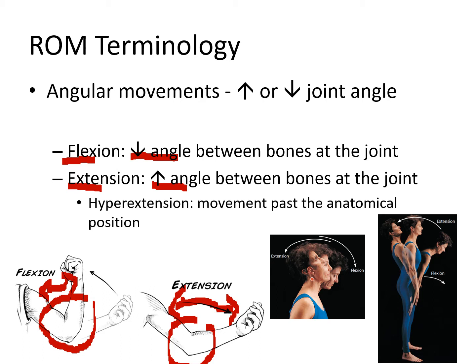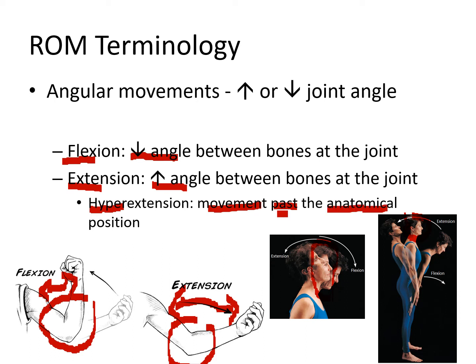Now, as you bring your neck back up to the anatomical position in the middle, you can see the head is going back up. This is going to represent what's known as extension. When you bring your head all the way to the back, you are performing what's called hyperextension. So hyperextension means that movement of extension past the anatomical position.